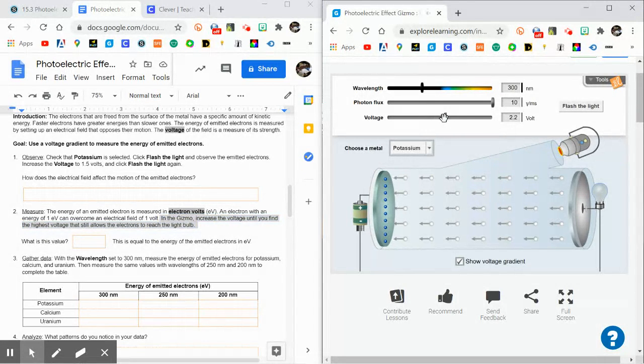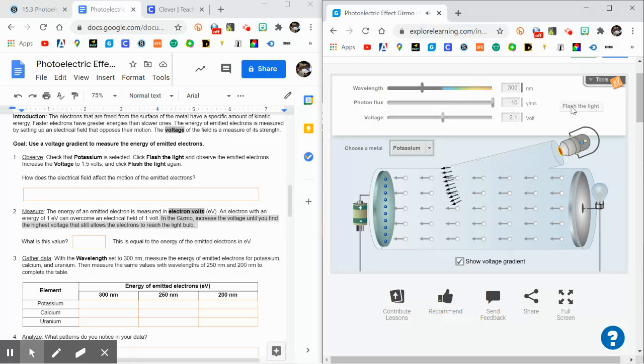But I'm gonna see if maybe I put it at 3 volts, maybe the electron can overcome that electric field, and they don't. The electrons do not overcome the electric field. So I'm gonna put it at 2.5. Let's see what happens. Nope, they're getting closer, but the electrons do not overcome the electric field. So how about 2.3? Nope, not 2.3. Okay, so let's see.